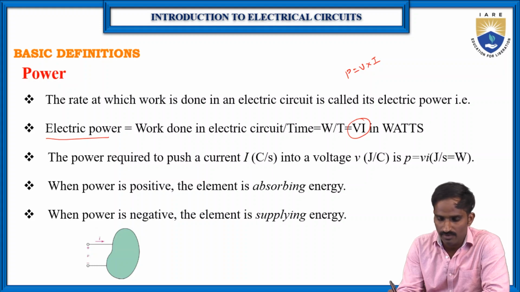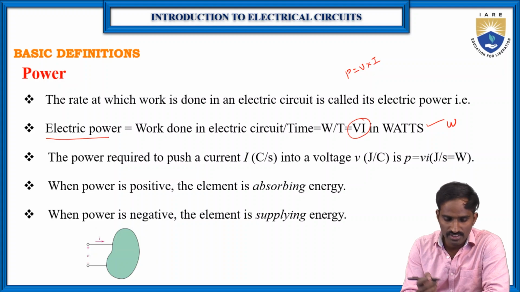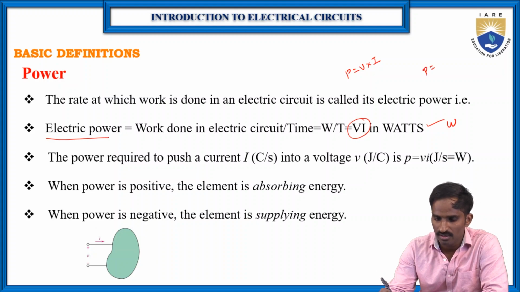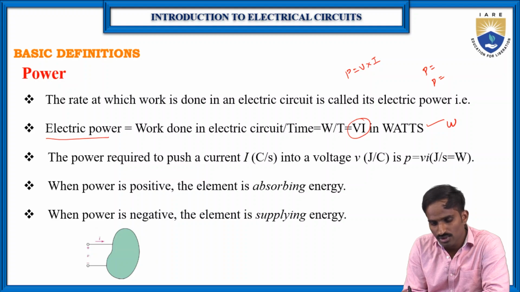The unit for power is watts, which we usually represent as W. For current it is ampere, for voltage it is volts, and for power it is watt. We usually represent the power as capital P or small p. So the power required to push a current I through the voltage, which means coulomb per second into joule per coulomb, because this is work by charge, is P is equal to V into I.